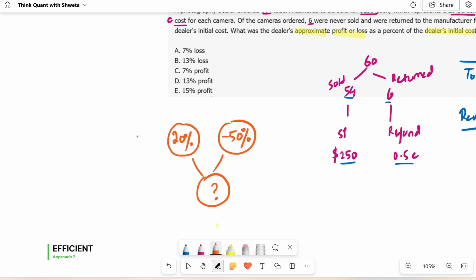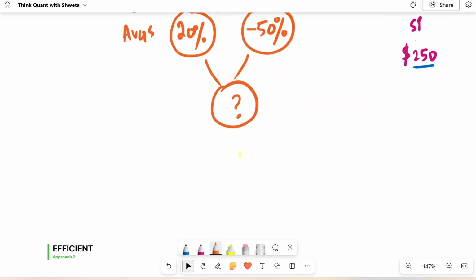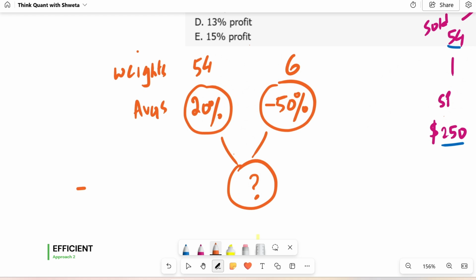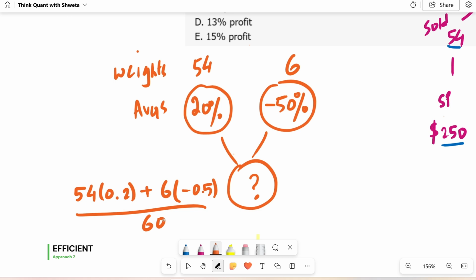Now, these are the individual values with their own weights. Call them individual averages. What is the weight? This 20% profit you have on 54 cameras, the 50% loss you have on six cameras. So you have your weights, you have your averages. How does weighted average work now? You simply do 54 times this 20%, which is 0.2, plus 6 times this negative 0.5, divided by the total weight, which is 60.